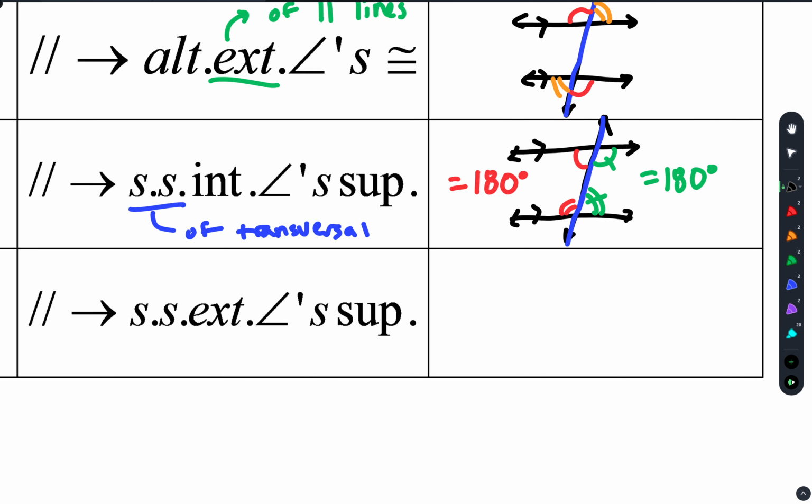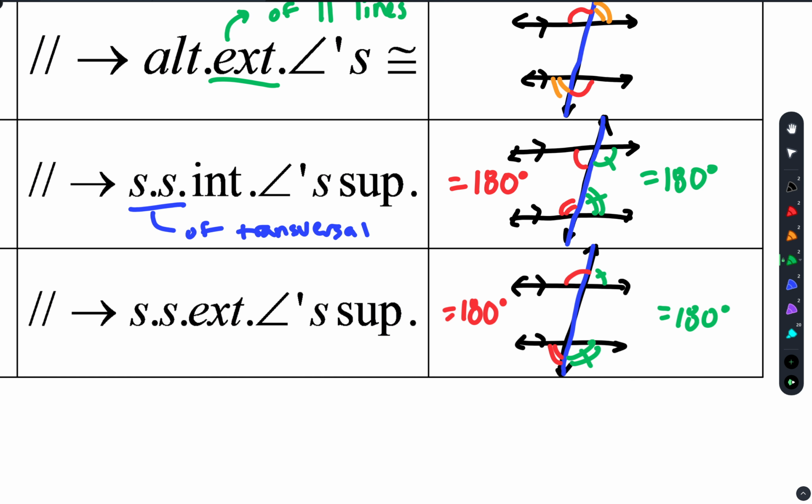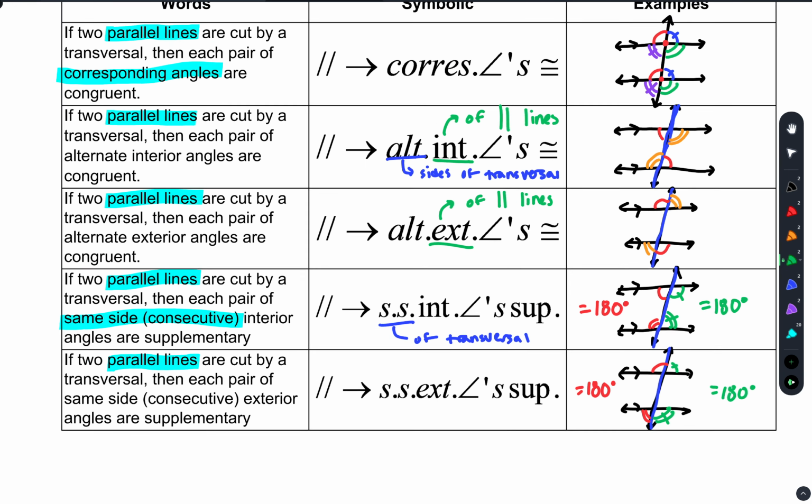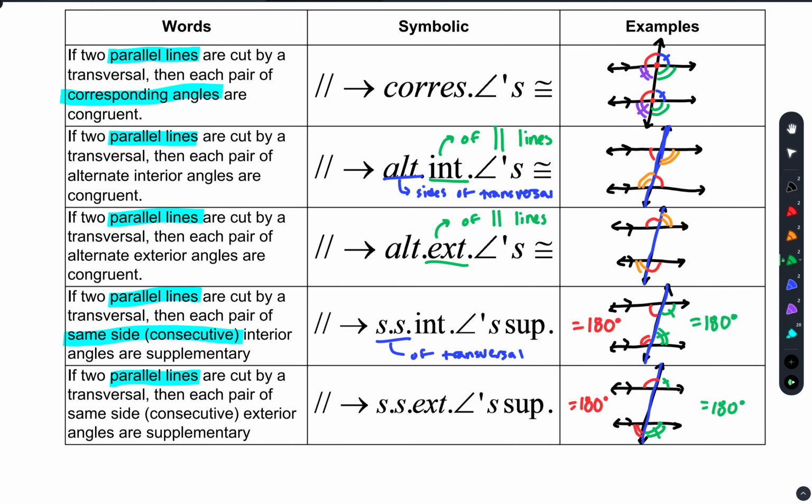And then lastly, let's finish it off. I have same side exterior angles, and they have the same property, same side exterior angles on the same side of my transversal, also equal to 180. So this guy and this guy equal 180, and these two here equal 180. That's a lot. Any questions on that?